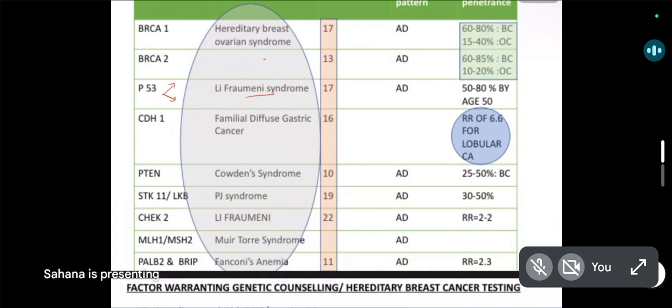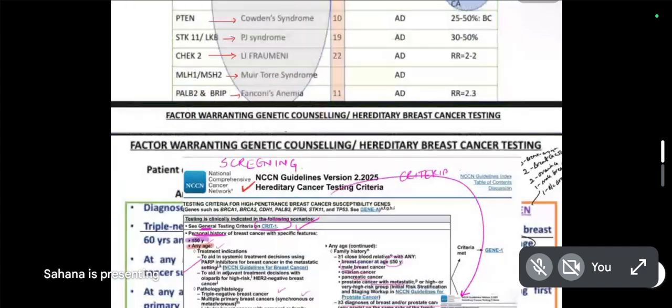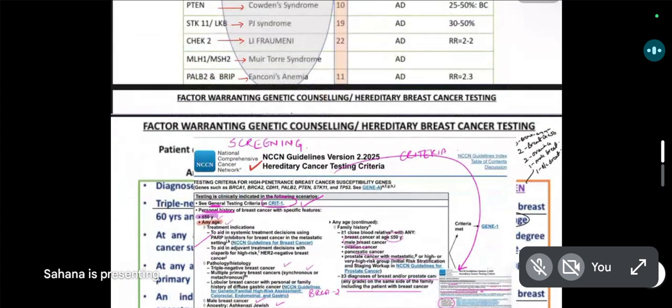CDH1: familial diffuse gastric cancer. PTEN is associated with Cowden. STK11 (LKB1) is Peutz-Jeghers syndrome. CHEK2 mutation with Li-Fraumeni. MLH, MSH, you can write about Muir-Torre, association with breast and even HNPCC. PALB2 and BRIP with Fanconi anemia. All of these have an autosomal dominant pattern. Then coming to screening.